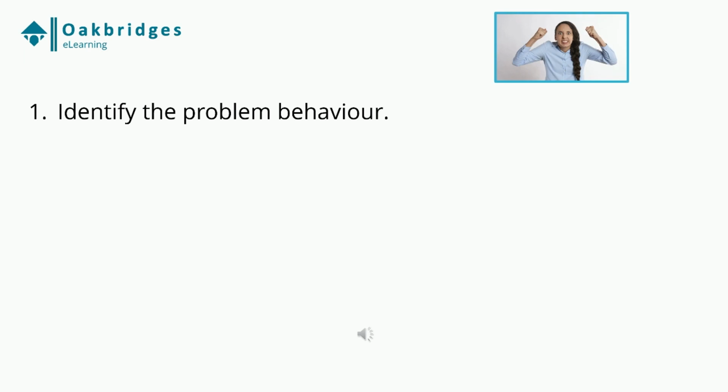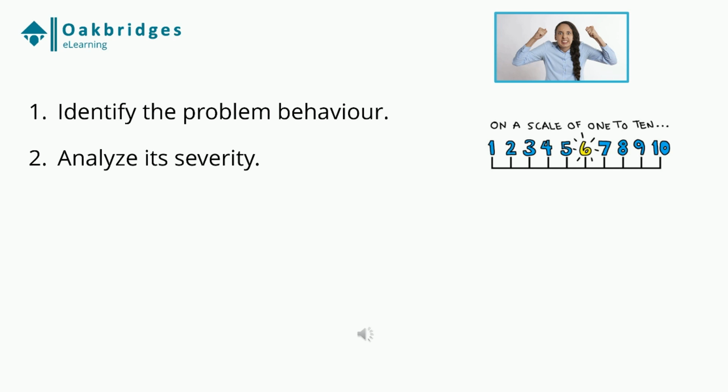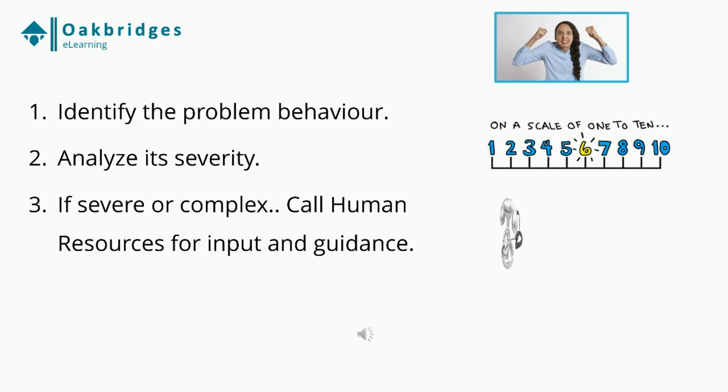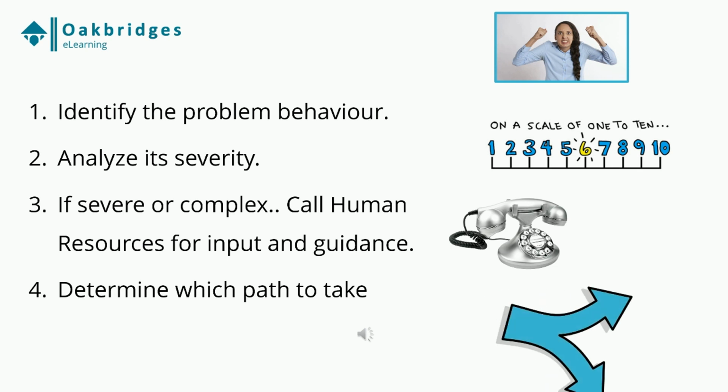Point 1, identify the problem behavior. Point 2, analyze its severity. Point 3, if severe or complex, call human resources for input and guidance. Point 4, determine which path to take.